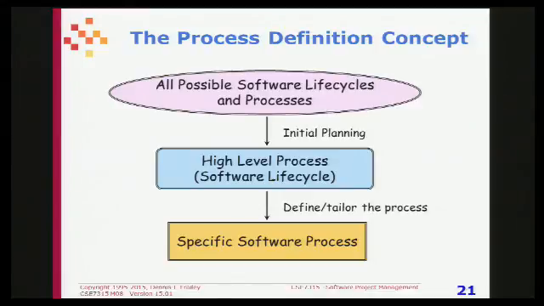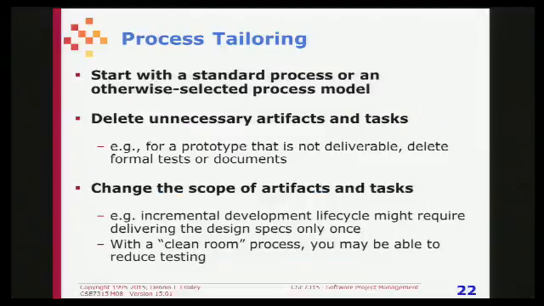Or you decide to use pair programming for the first 5 iterations, and then you're going to use more thorough peer reviews for the last 2 iterations or something like that. Anything at all that is designed to make the process better fit the circumstances of your situation. Tailoring starts with a standard process, and you can delete things you don't need, and you can change the scope of things that ought to be done differently or to a different level of formality or a different level of detail or whatever.